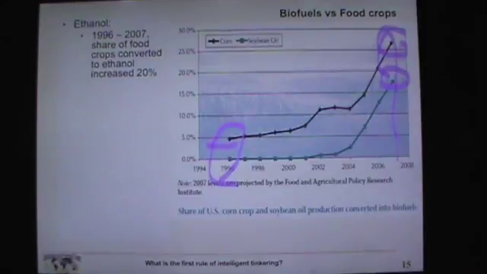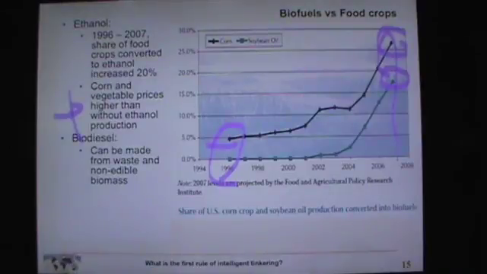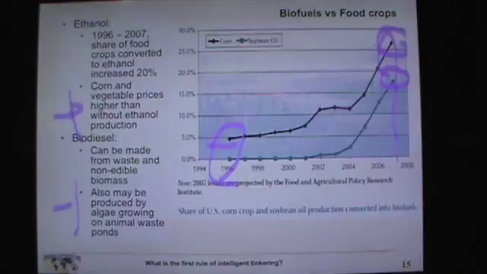Share of food crops converted to ethanol increased by, that's a huge number, 20%. Corn and vegetable prices are higher than without ethanol production, but that doesn't mean farmers are getting more money for it. Biodiesel is made from waste and non-edible biomass, almost anything. I look forward to this. It can also be produced by algae growing on animal waste ponds. I'd love to see more of that, because right now it's hard to get rid of that stuff.